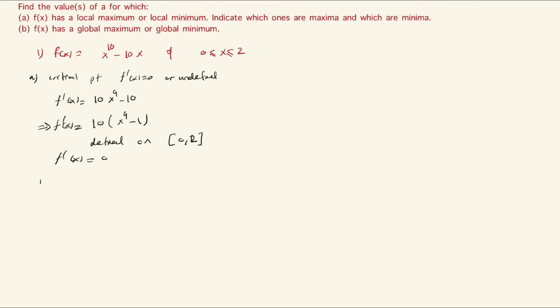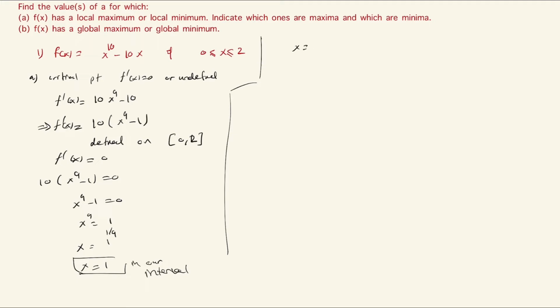Now, the first derivative is 0 when 10x^9 minus 1 is 0, and that's going to be when x equals 1. Now, notice this x equal to 1 is in our interval from 0 to 2. Therefore, it's considered a critical point for the function. Now, we want to test whether this critical point is a local maximum or a local minimum.